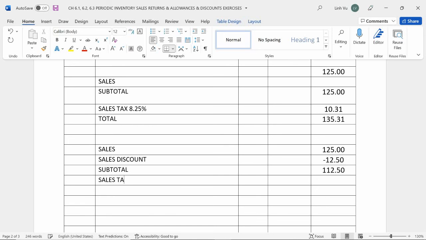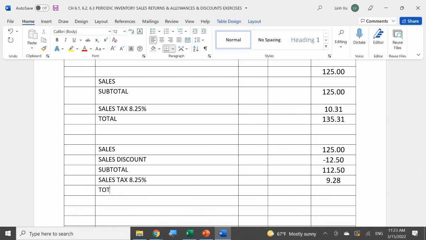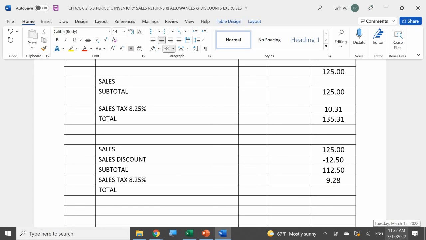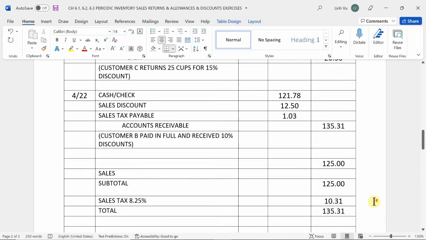And then your second line item is going to be your tax of 8.25%. The tax on 112.50 is 0.0825 times that, which is going to give you $9.28, which gives you your total of $121.78. Those are the exact numbers that we just calculated.